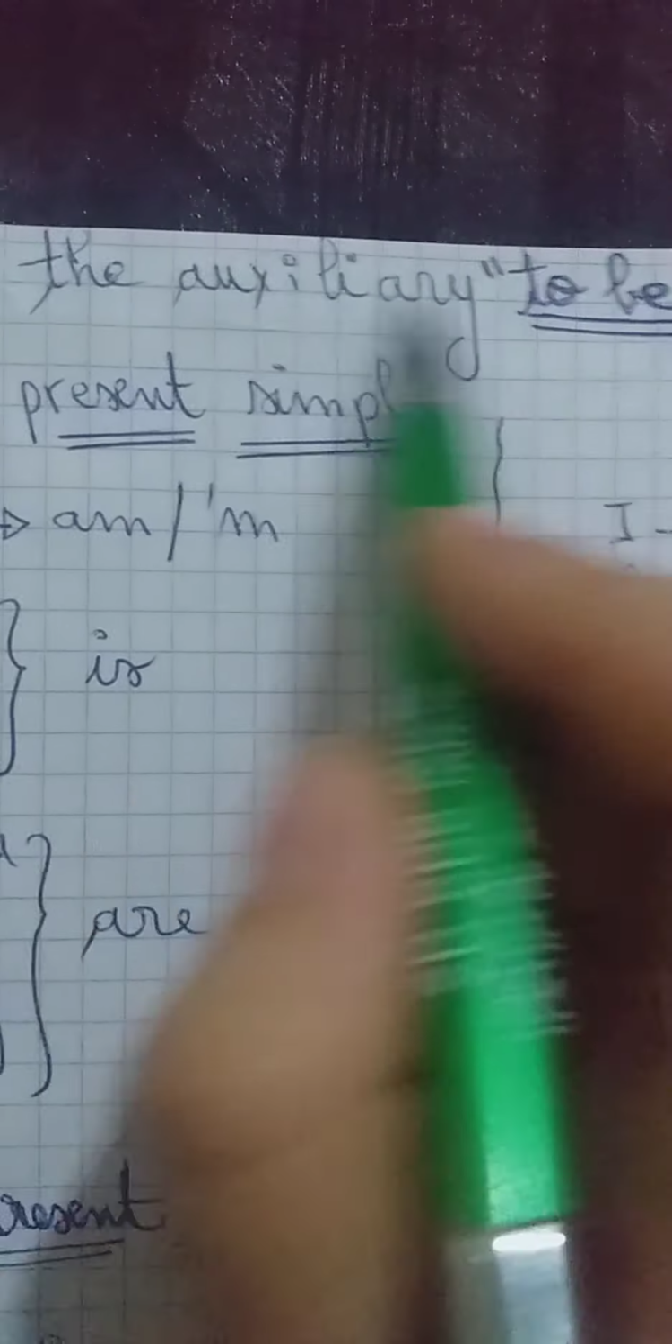Present simple. Here we have the auxiliary to be. La deuxième auxiliaire, c'est to be. The auxiliary to be.